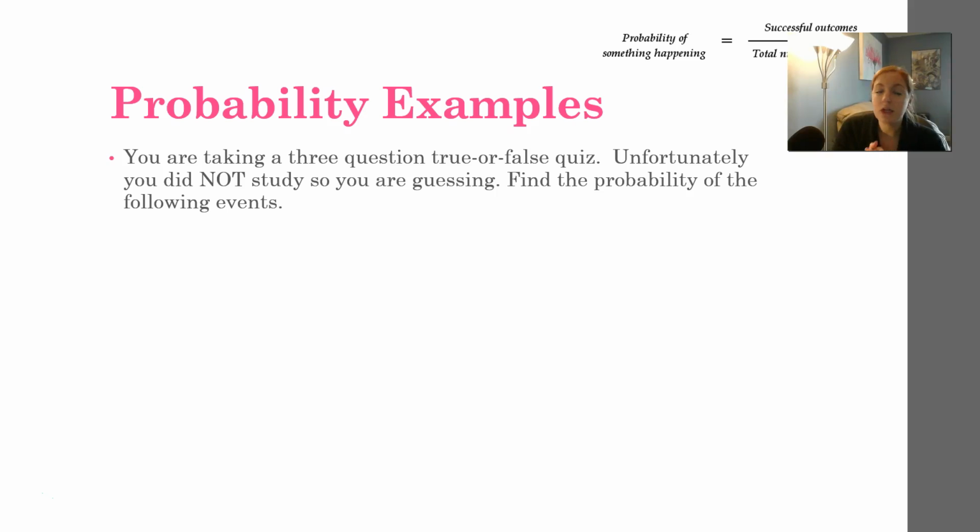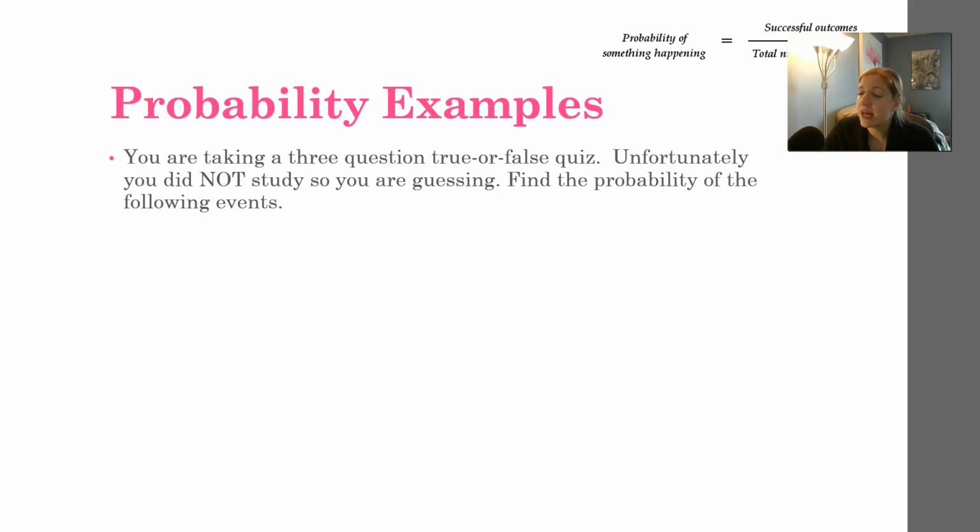Okay, this is our last example that I want to walk through. You are taking a 3-question true or false quiz. Unfortunately, you did not study, so you're going to be guessing. Find the probability of the following events.